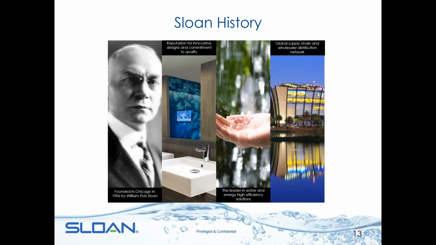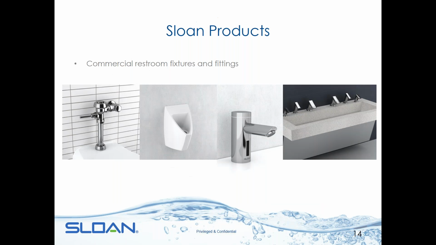So Sloan was founded in 1906 by that happy guy on the left-hand side there, Mr. William Elvis Sloan. It was founded in Chicago about 111 years ago, and it's owned by the same family today. Our products are considered the standard in the commercial plumbing space for water savings and quality. And you'll find Sloan products in buildings in North America and throughout the world. Next slide, please.